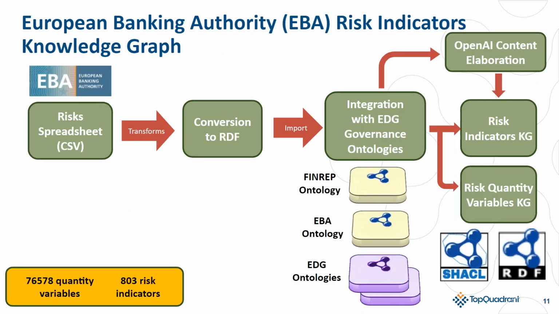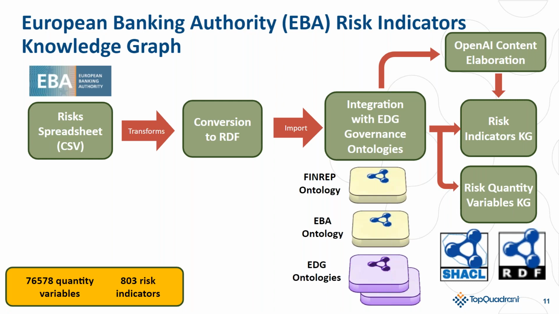What about risk indicators? Again, we'll take the information, in this case from EBA, and extract that information. They actually provide it in a CSV format where we can then convert that information into RDF. So we have it in a knowledge graph. And then we bring that into top-rate edge, applying both the FinRep ontology, the EBA ontology that we just finished importing, as well as any of the other edge ontologies that define what does it mean to be a risk indicator.